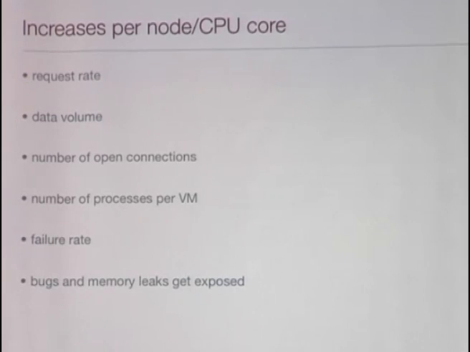In terms of request rate, data volume per server, per node, number of open connections, and of course the number of processes per VM, it all goes up. And you also start seeing some things that you don't normally see in a not so loaded environment, like your failure rate and all the side effects that hang off of it going up, and some bugs get exposed: race conditions, and even memory leaks that you otherwise wouldn't have noticed.